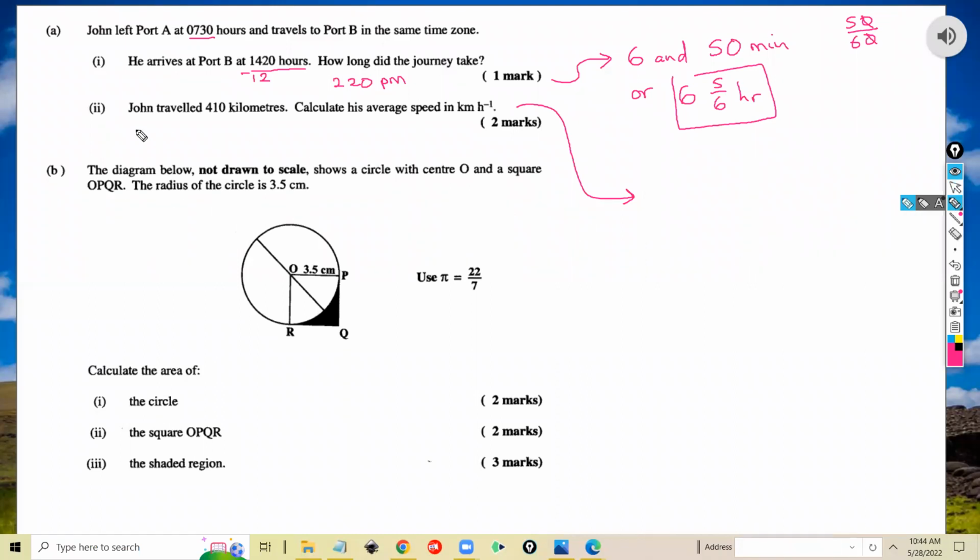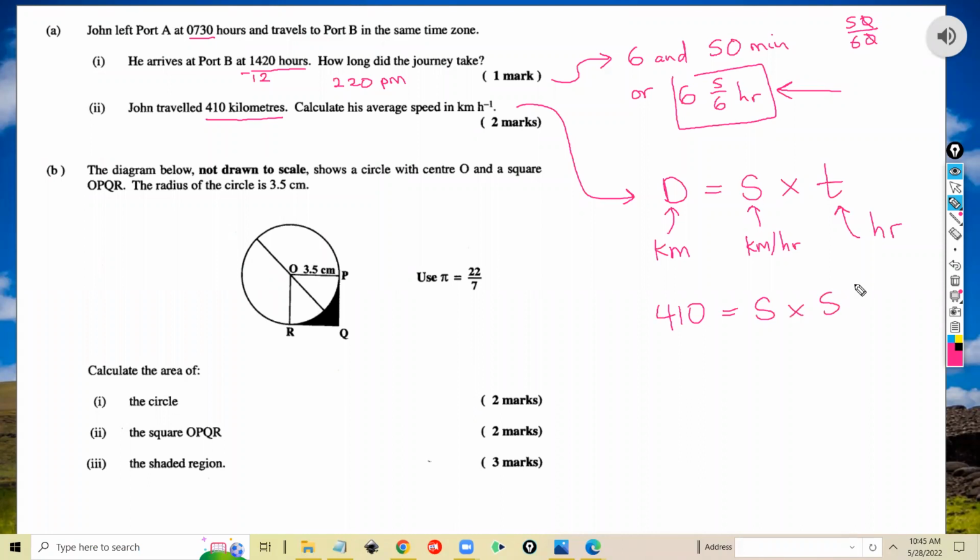All right. So John traveled this amount of, oh, the one is average speed. Now we all know distance is speed by time. The distance is supposed to be in kilometers. The time is supposed to be in hours, which is this one here, the 6 and 5/6 hours. And if we do that, our speed will come out automatically in kilometers per hour. So we have 410 is equal to speed by 6 and 5/6. Throw across the multiply, you get a divide. Sorry.